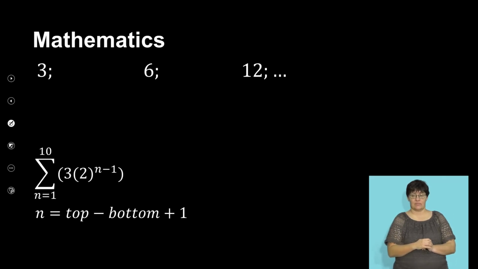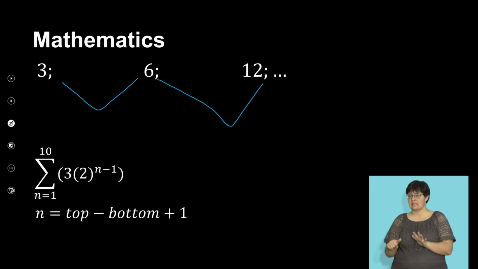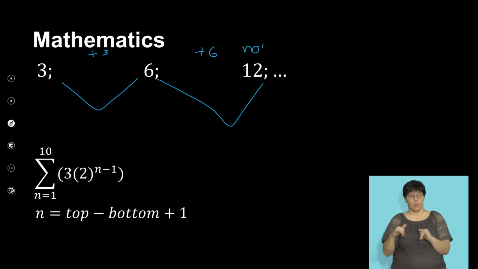So, coming from here, I can see that from 3 to 6, I've added 3, but I've also multiplied by 2. From 6 to 12, I've added 6, but I again multiplied by 2. So I'm sure everyone will agree that having plus 3 and plus 6, that's not a common difference.